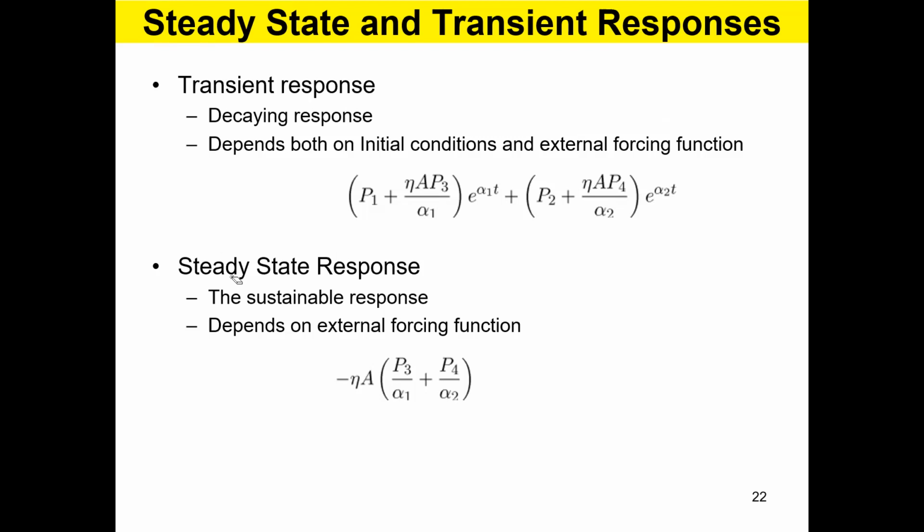And you can see the steady state response is the first term, eta A, P3 over alpha 1, P4 over alpha 2. So this is independent of the initial conditions, right? It depends on the system components and the external force.